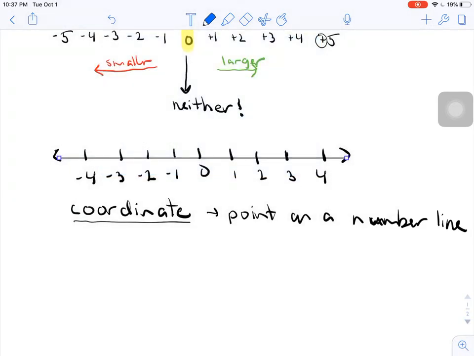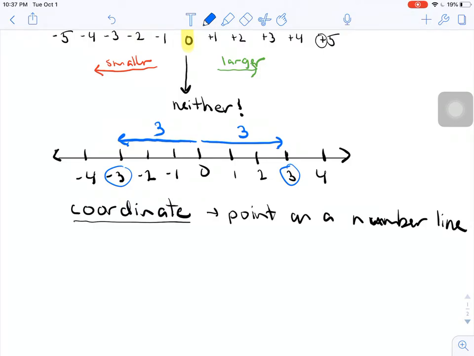So for instance, if I wanted to know where 3 is, that's 3 away from 0. But I could also measure 3 away from 0 the other direction. That would put me at negative 3. So 3 and negative 3 are both 3 away from 0.